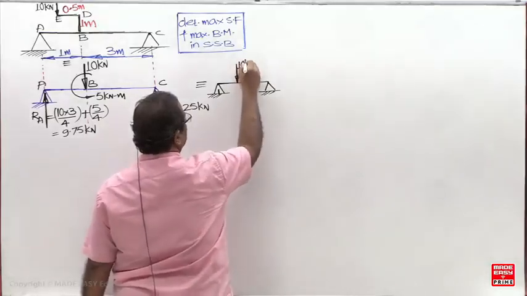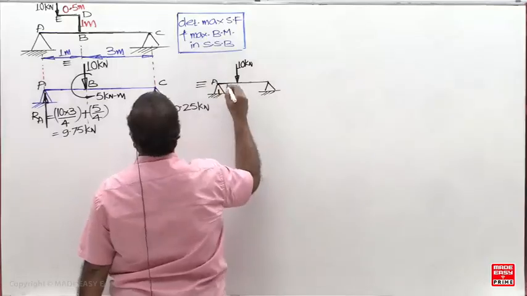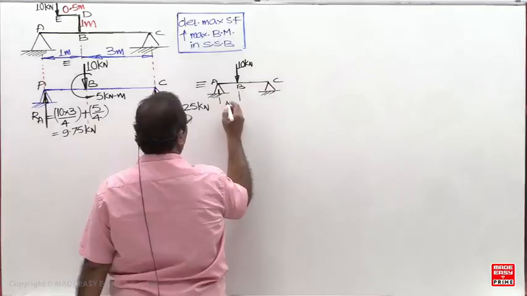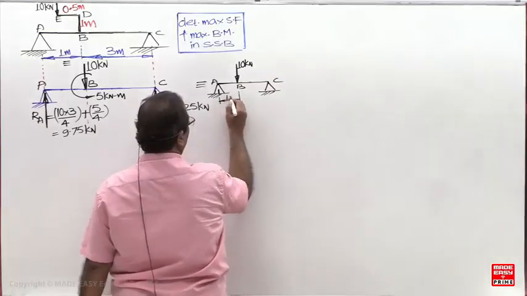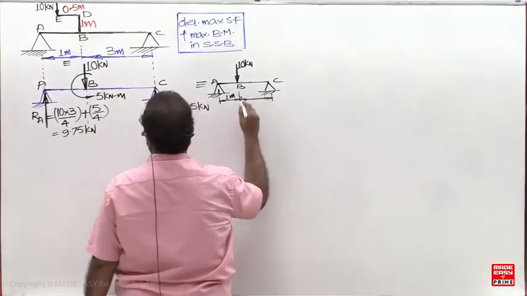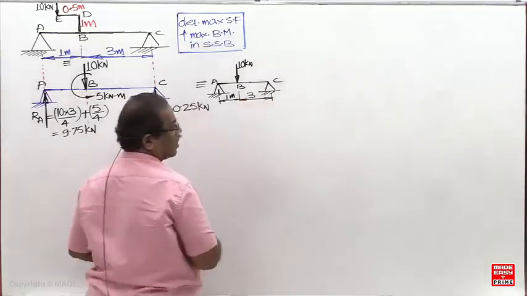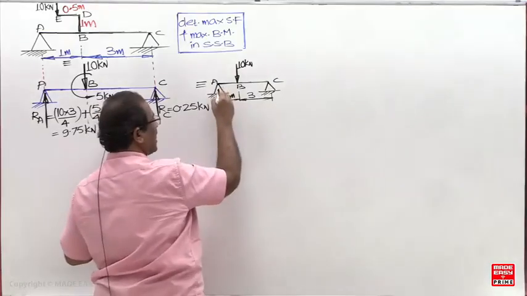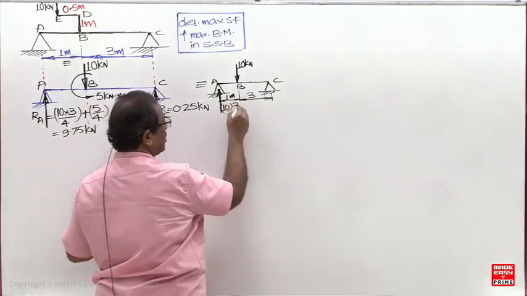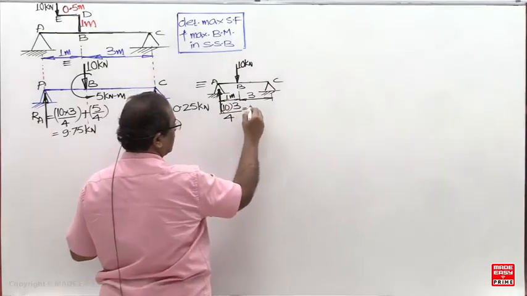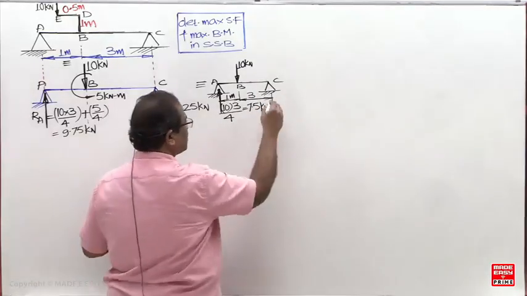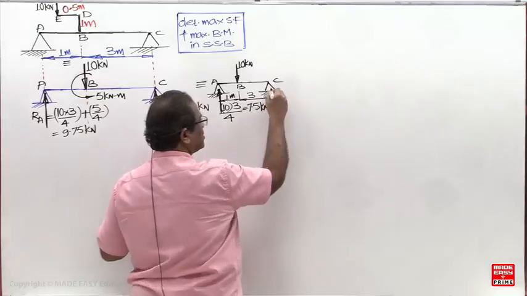This load is 10 kilonewtons. What is this reaction now? The load is downward, so the reaction should be upward: 10 into 3 upon 4, which is 7.5. And what about this reaction? 2.5.